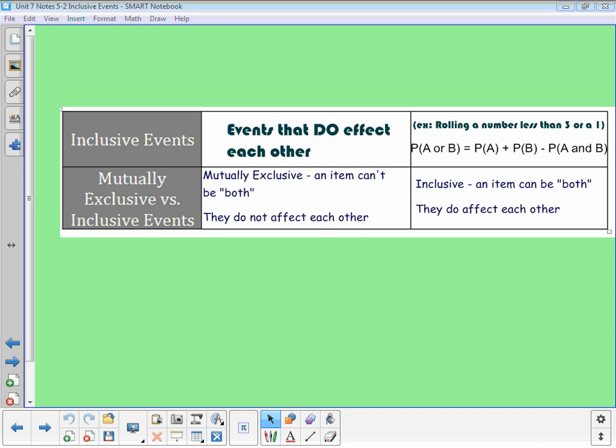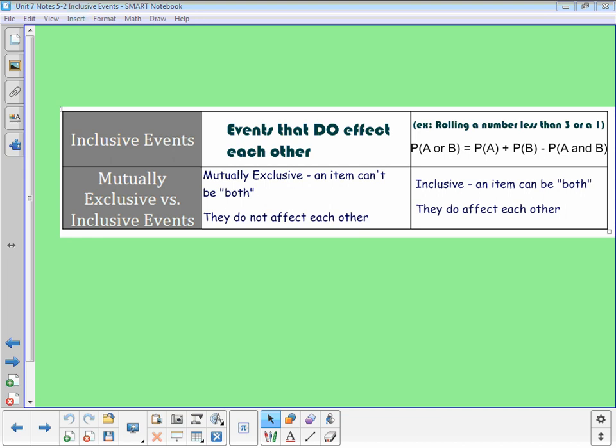Okay, so today we're going to be talking about inclusive events, and then we're also going to talk about the difference between mutually exclusive and inclusive events. So first of all, remember, if I talk too fast, you need to pause this so you have time to write it down. First of all, for inclusive events, we're talking about events that do affect each other. So you really have to ask yourself, is this something that could happen both times?